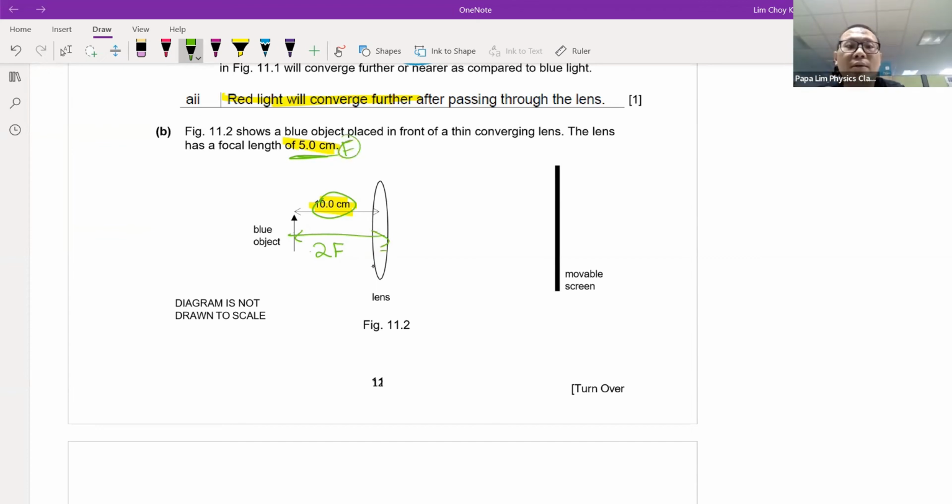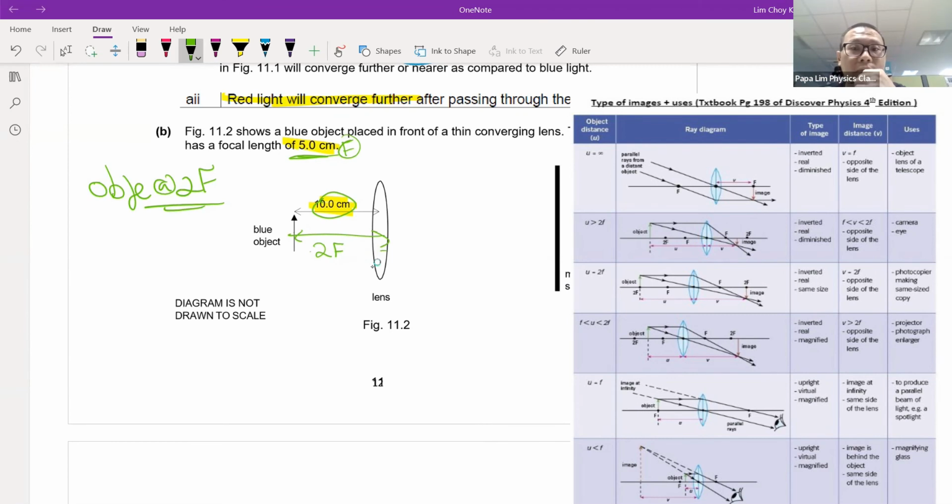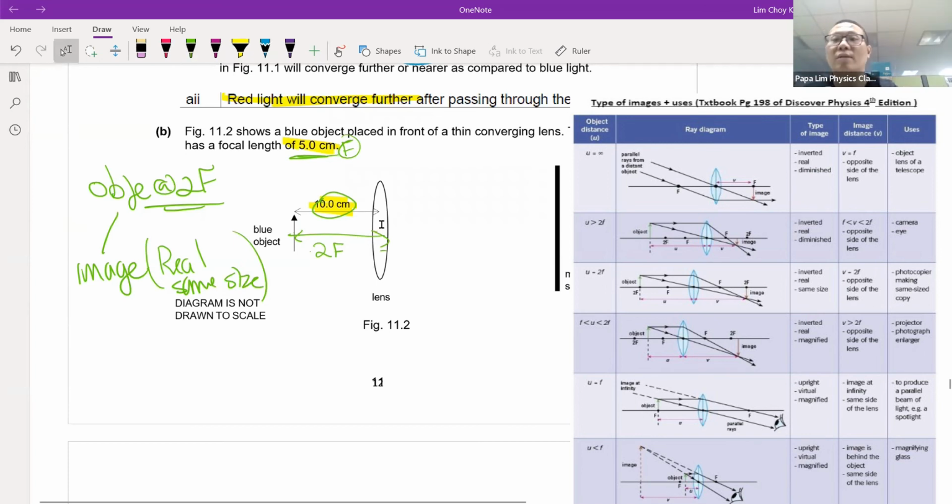So the moment I say 2f, it means the object is at 2f. If you look at the ray diagrams that we have in the textbook, you will know that at 2f you have certain behavior. For example, the image will be the same size, and the image will be real. These are the properties of the image based on the location. And where do I get them? It's based on the ray diagrams in the textbook that I have taken note of.